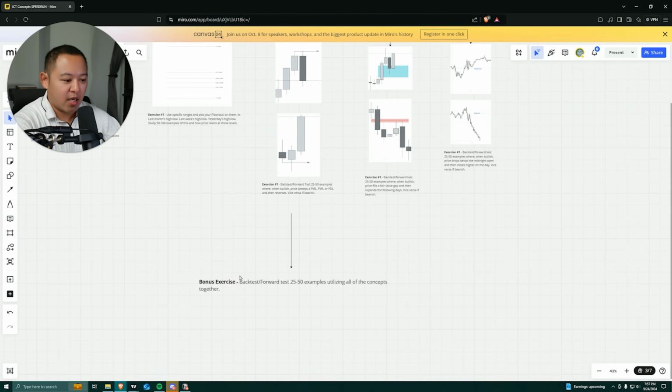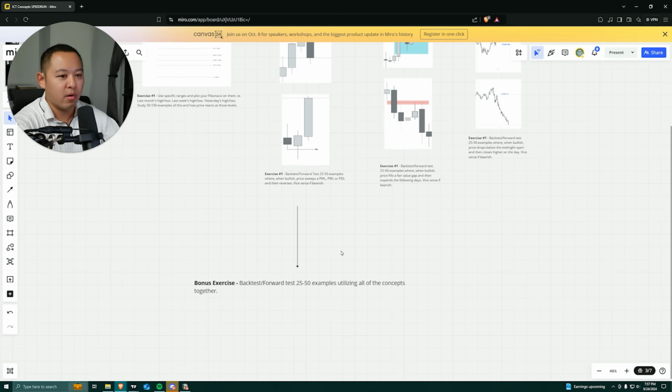So that bonus exercise, right? Once you're at the point where you understand all these concepts, then you're going to go back and backtest or forward test and get a sample size using all the concepts together. So you're going to look for a dealing range, you're going to look for a liquidity raid, you're going to look for fair value gaps, and you're going to look for power of 3. Throw in market structure if you want, but only do it if you spent intimate time with market structure.